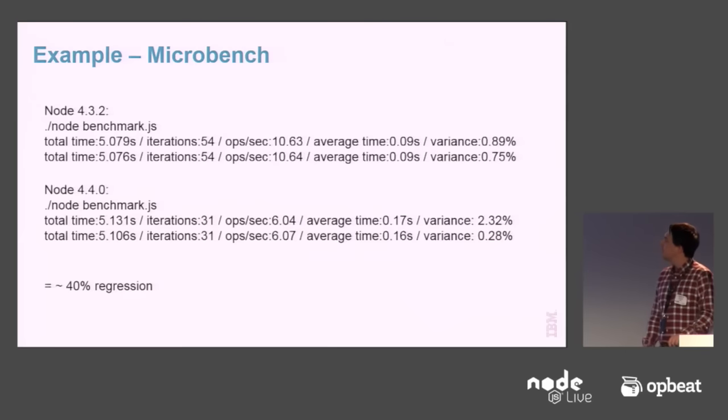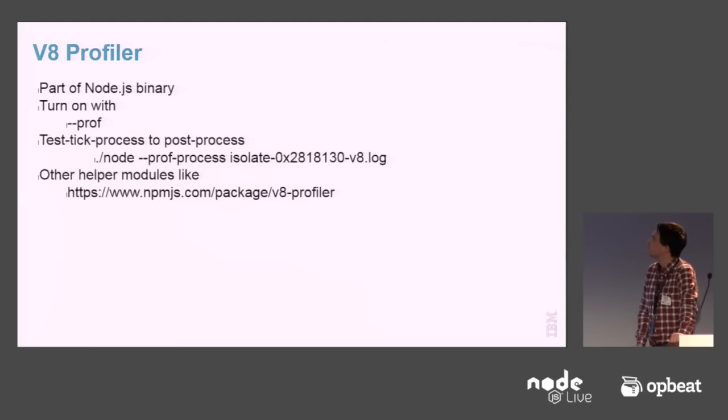When we ran this on Node 4.3.2, we were seeing operations a second of about 10.6. And then when we upgraded to Node 4.4.0, we saw that drop to just over 6 operations a second. So it's a fair size regression. So these are some of the tools that we could use to try and narrow down what it is that's caused this regression. So the first one is the V8 profiler.